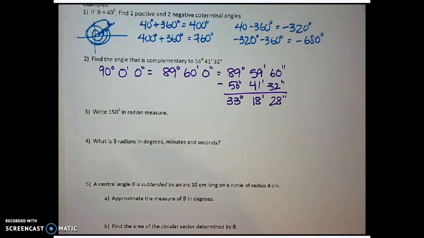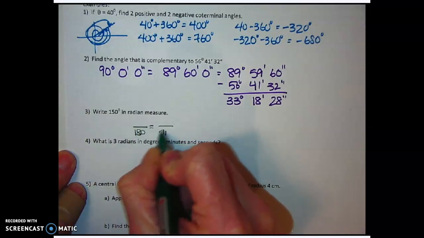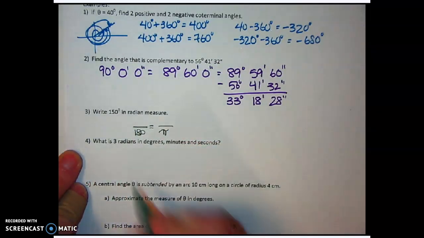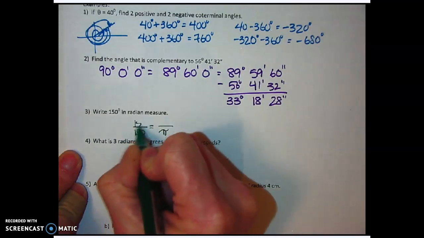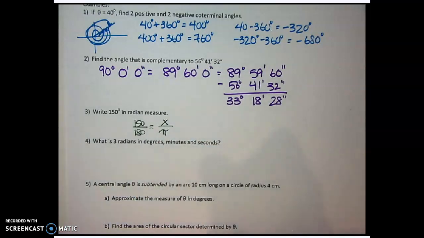So, writing 150 degrees in radian measure, we basically just need to set up a proportion. And if you remember, 180 degrees is equal to pi radians. So we need to find out 150 degrees is to 180 degrees as what is to pi radians. So we're going to go ahead and set that one up.